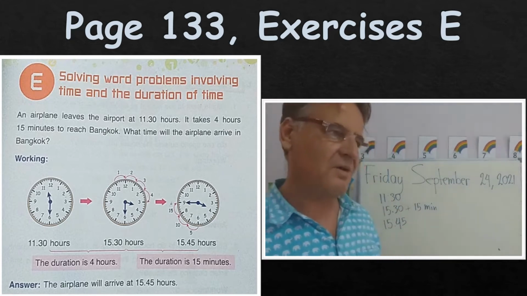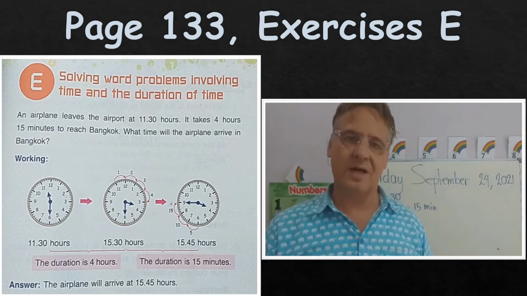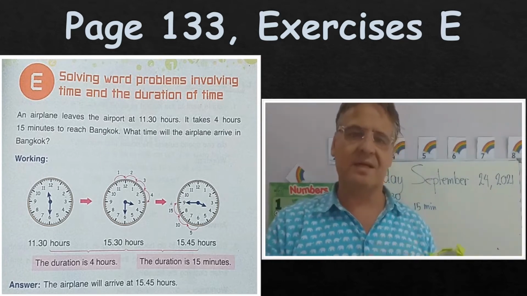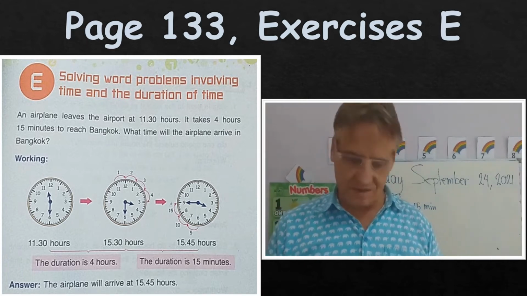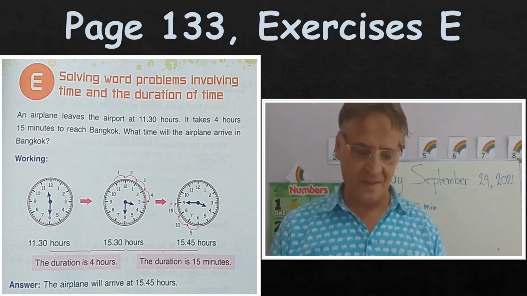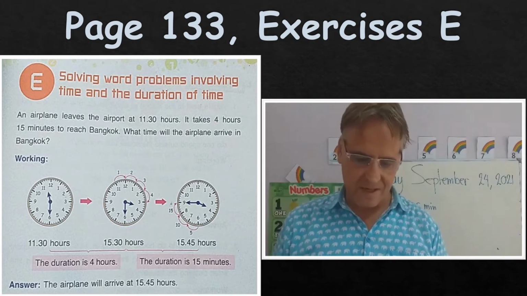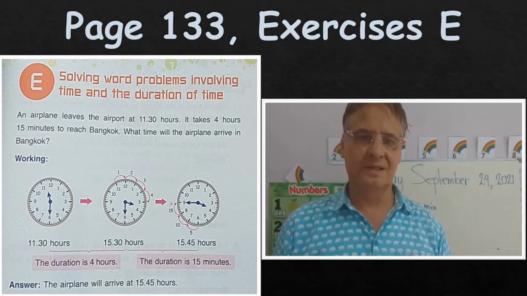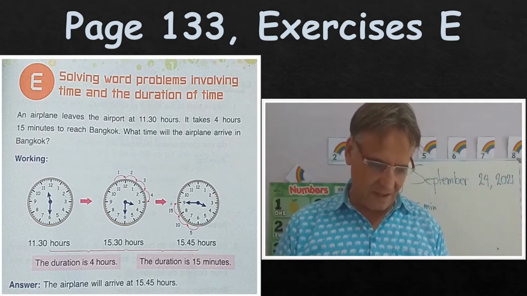So this is how you count. You just add 1 hour, 1 hour, 1 hour, 1 hour until the hours are finished, and then you add the minutes. So it's really not that hard. So the answer is the airplane will arrive at 15:45 hours. Okay, now let's have a look at another one.